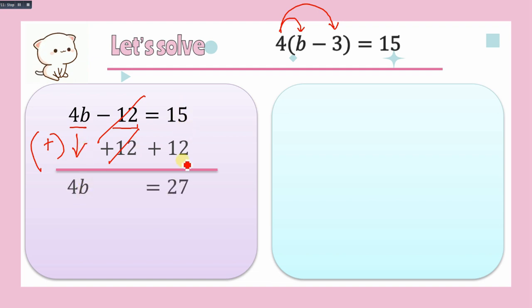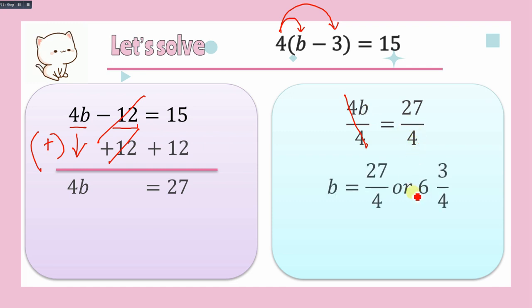To eliminate the number 4, you have to divide both sides by positive 4. So 4 divided by 4, and then b is equal to 27 over 4, or simply 6 and 3/4. So this will be the answer.